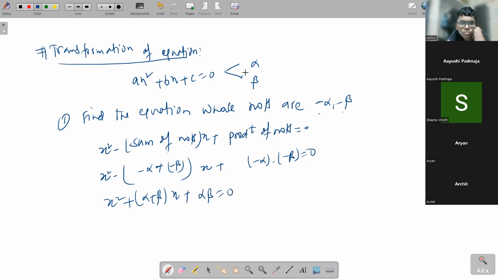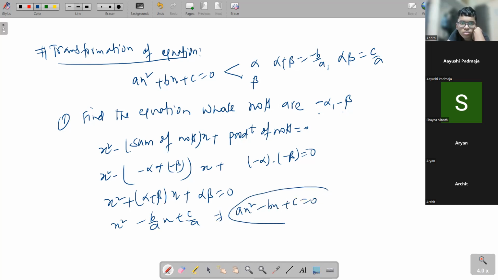We know that this equation has two roots, alpha and beta. If you find the sum of the roots, you get minus b by a, and alpha into beta is c by a. So we just use this data. Put here x square plus b by a into x plus c by a. Cross multiply by a. So now ax square plus bx plus c equal to 0. So if alpha and beta are the roots, we have the original equation, and if minus alpha and minus beta are the roots, we have this equation.